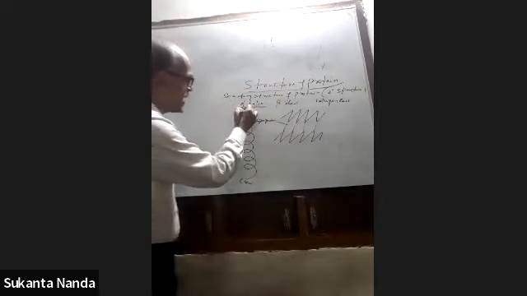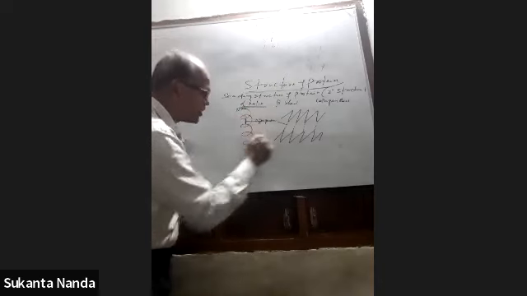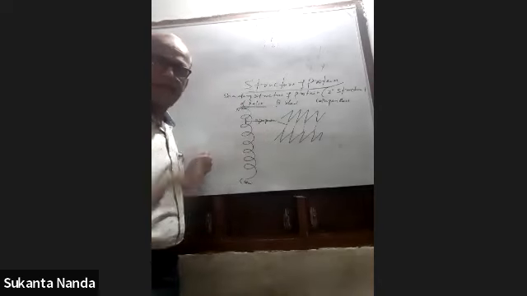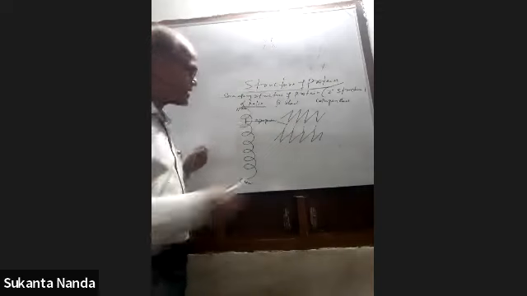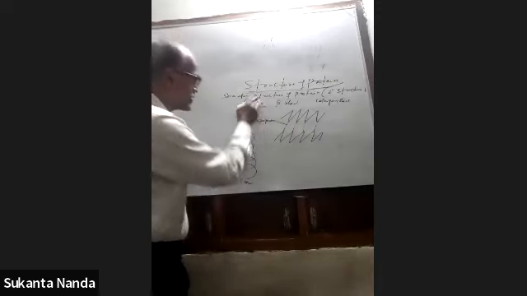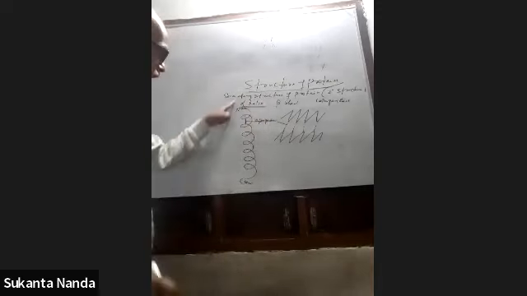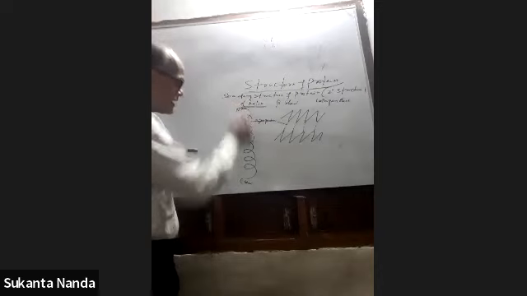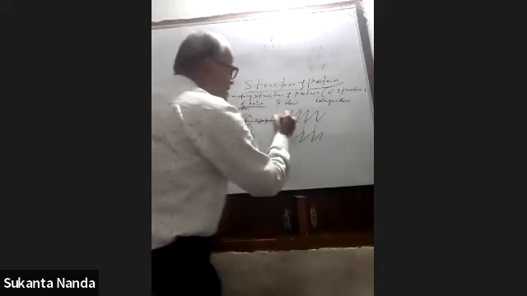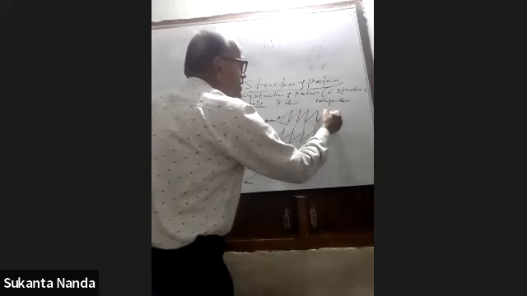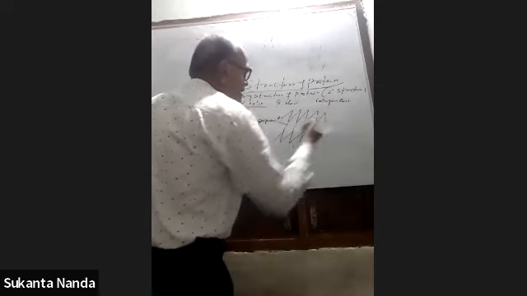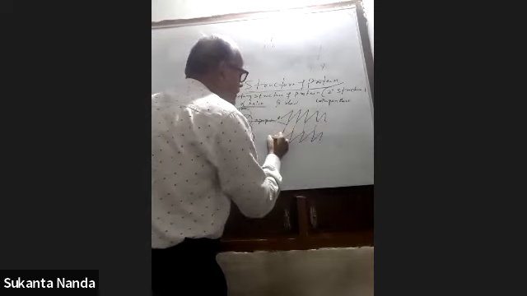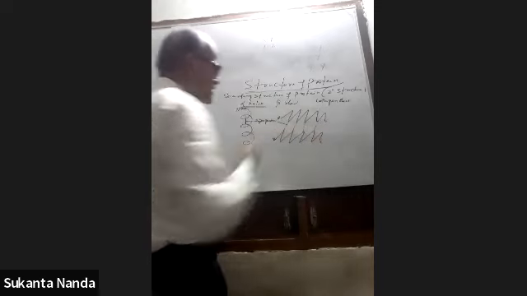In alpha helix, it twists and turns like this. This is called alpha helix. The first part is the N terminal, the second is the C terminal. This one is also N terminal, this one is C terminal, this one is N terminal, and this one is C terminal.